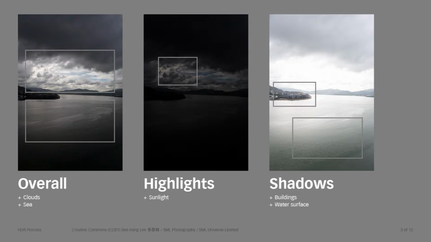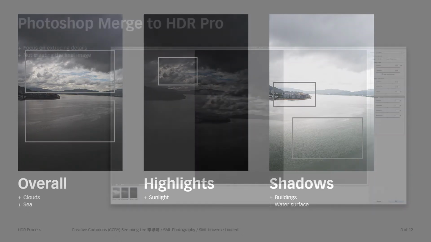The image on the left was exposed for the overall intent, the clouds and the reflection on the sea. The image in center was exposed for the highlights, which provides some tonal details in the sunlight in this case. And the image on the right is exposed for the shadow areas, where the buildings on the horizon are now correctly exposed, and you can see the patterns on the water surface.